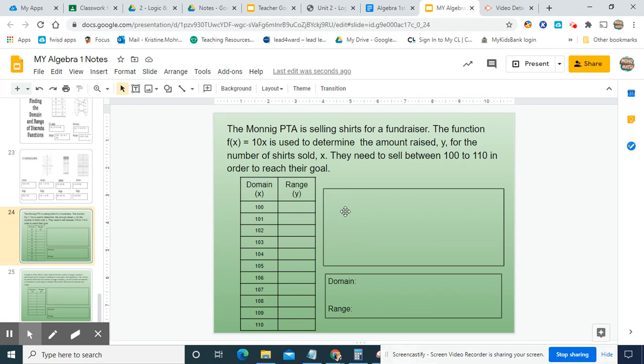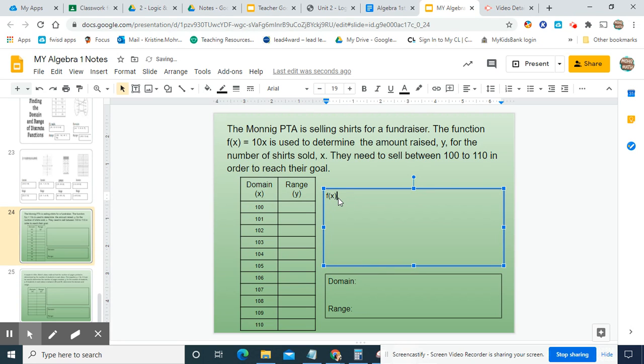So what we're going to do then in this box, now that we know the domain is all of these 100 through 110, we're going to use that to substitute into our function. So for instance, we know the function is f of x equals 10x. But if I want to know how much they make if they sell 100 shirts, well, just like we learned last week, oh, there's an x there. We learned last week that if we change the x in the parentheses to be whatever number, we also have to change that here.